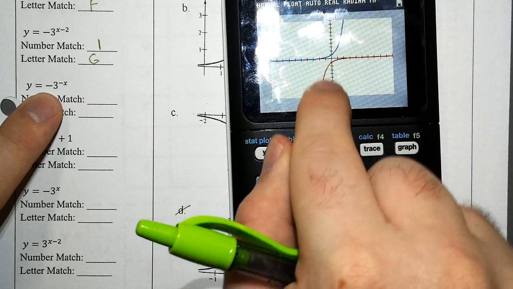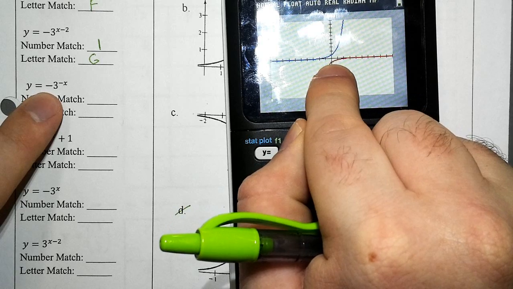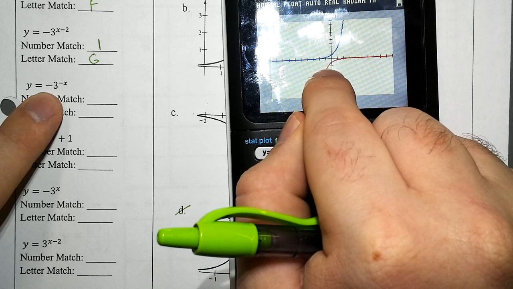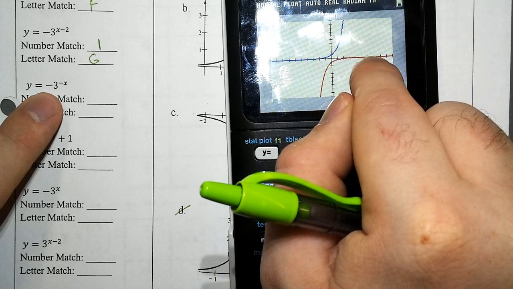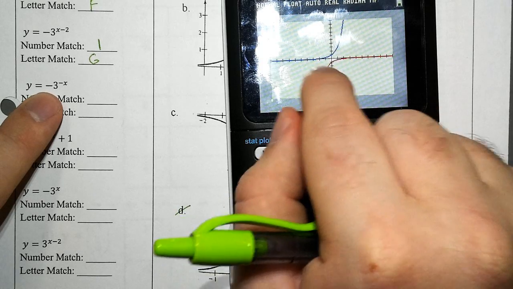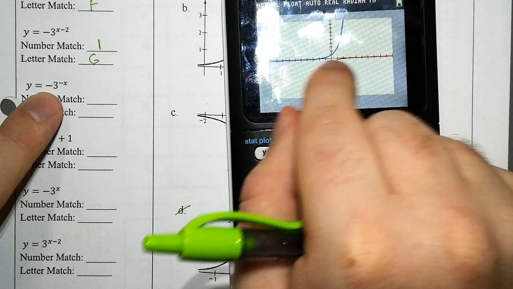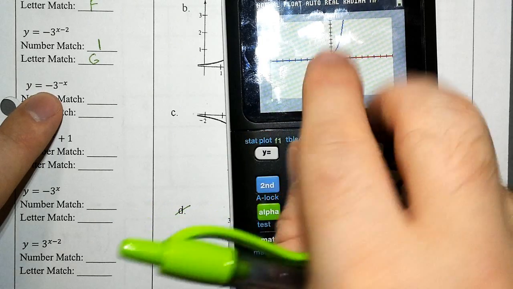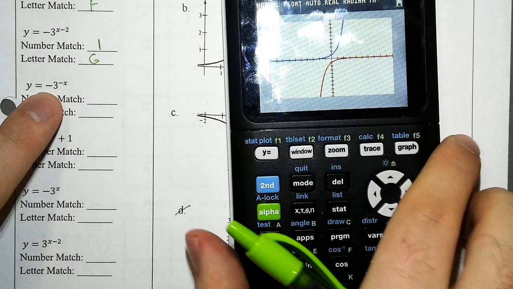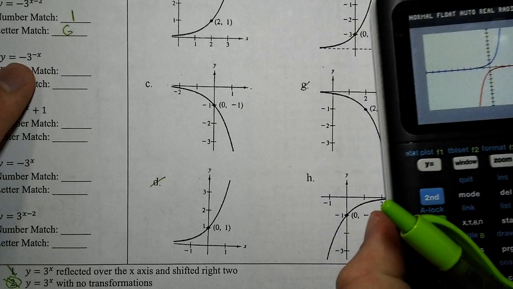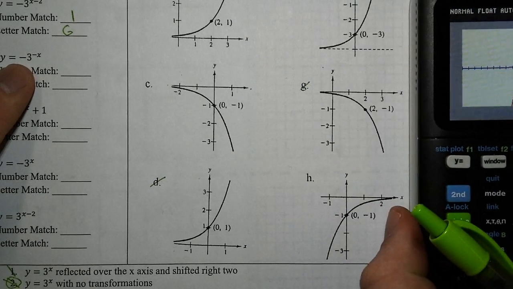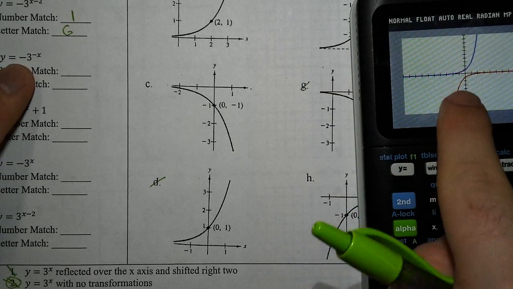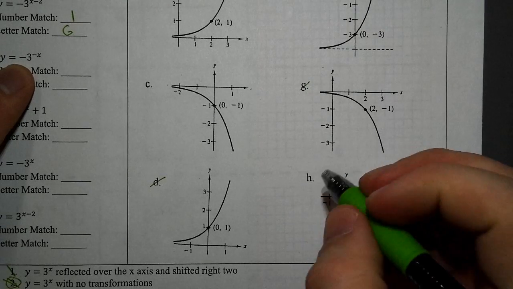So this one looks like it flips over the x-axis, and it almost looks like a perfect mirror, right? But not only does it flip, it also flips sideways, right? So let's look at letter H goes through 0, -1. It's going like that. So let's use letter H.